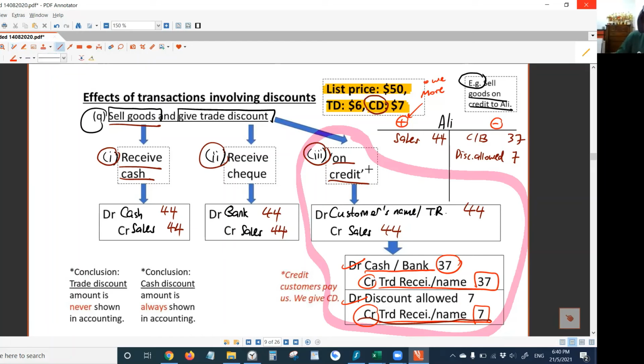Now, do you agree that in Ali's account right now, the debit side and credit side have the same amount? Yes, 44. That means Ali no longer owes us money. You close it by totaling up both sides. Have the lines drawn, right? 44. You have finished?